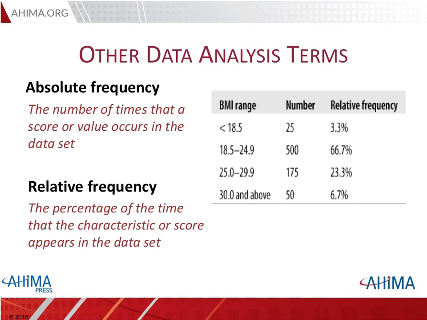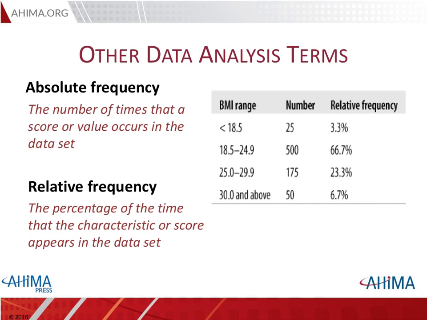Let's review some other data analysis terms that you need to know. Absolute frequency is the number of times that a score or value occurs in our data. In this example, there are 750 patients in our data set. What is the absolute frequency of a 18.5 to a 24.9 BMI, or body mass index, occurring in our data set? The absolute frequency is 500. This is the number of times that it occurred. We have 500 patients who have a BMI somewhere within this range.